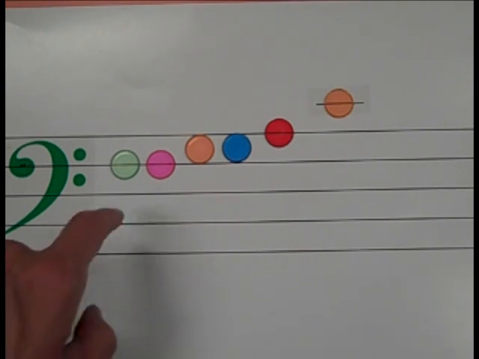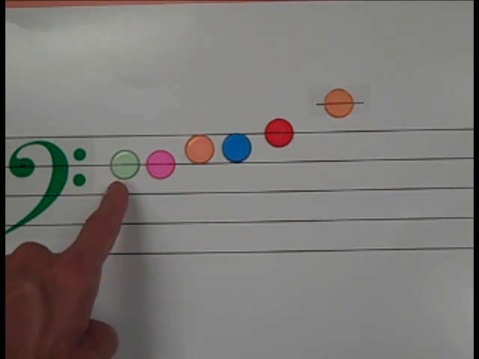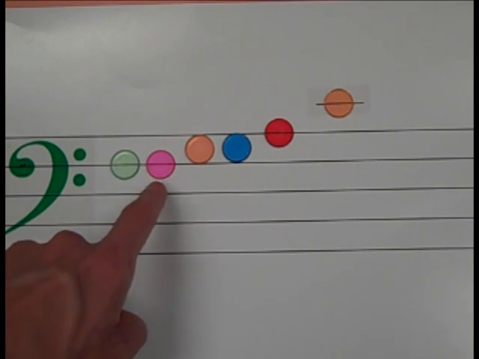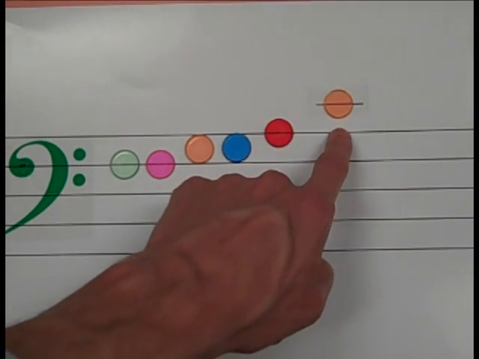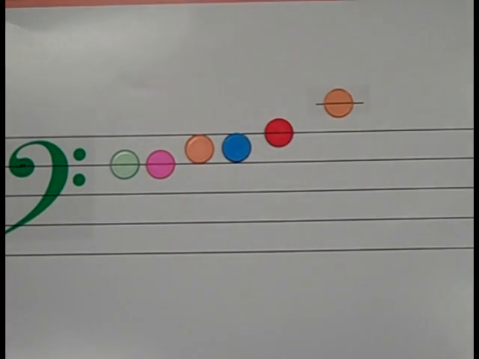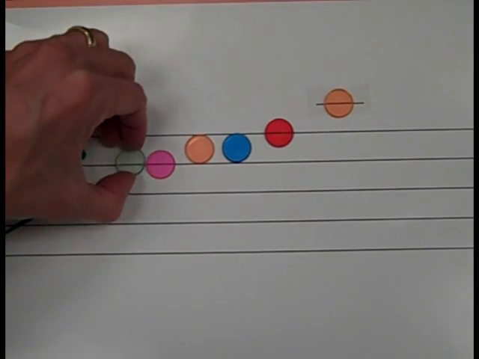Let's sing Let Us Chase the Squirrel, this time with letter names. Point and sing along with me. F, F, G, G, A, C. Good job. Let's try another song.